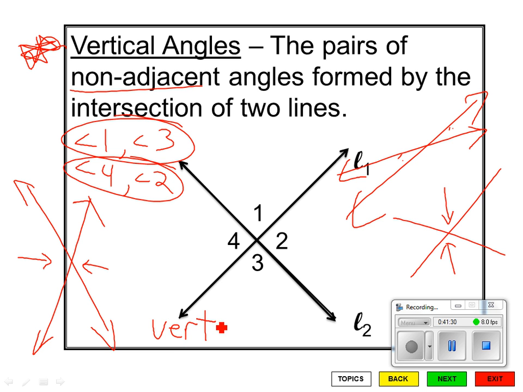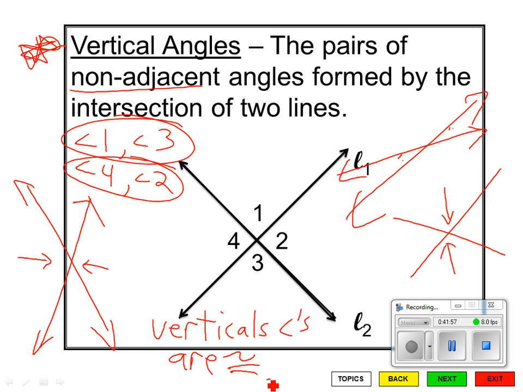Vertical angles are congruent to each other. They're always congruent. That's actually going to be a theorem when we get to chapter 2. We're not going to learn it as a theorem right now. You just need to know that anytime you see two angles that are vertical to each other, they're always going to have the same measure. Vertical angles are always congruent.